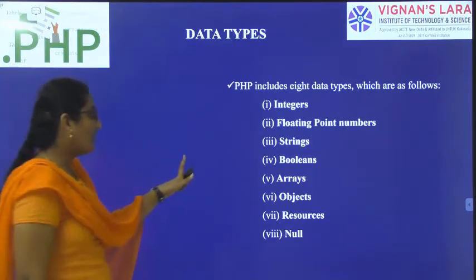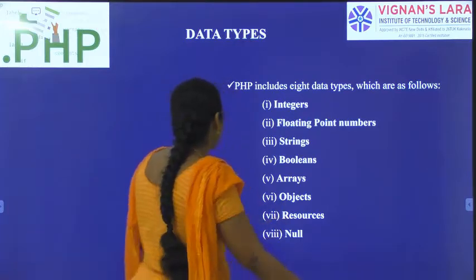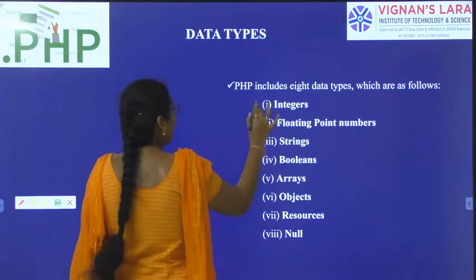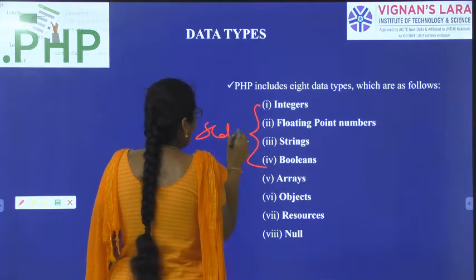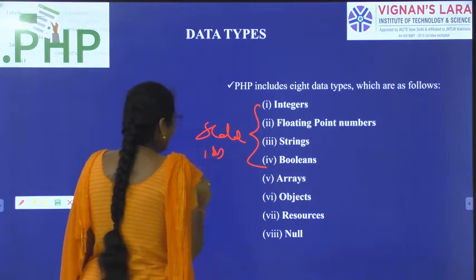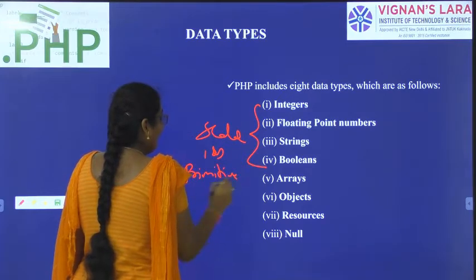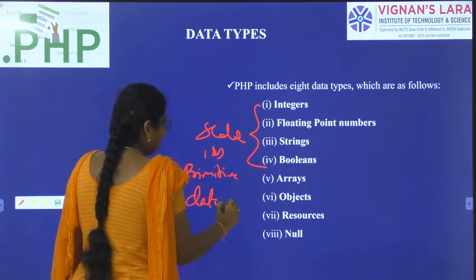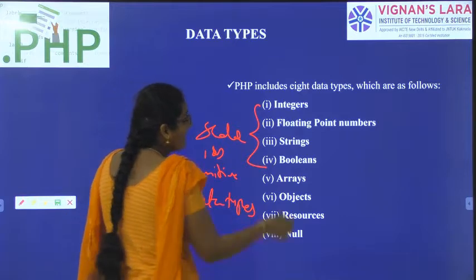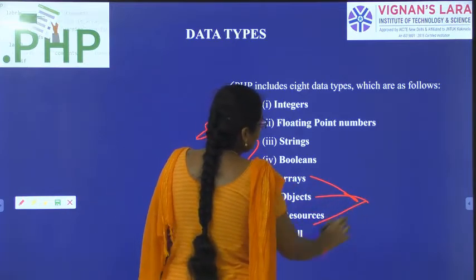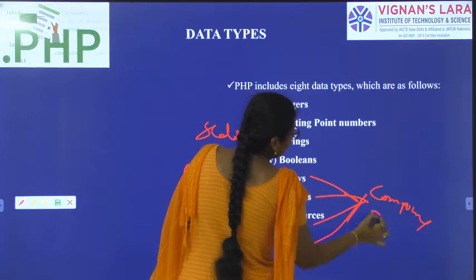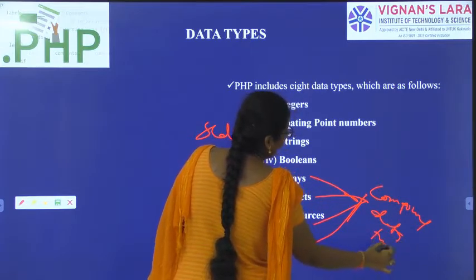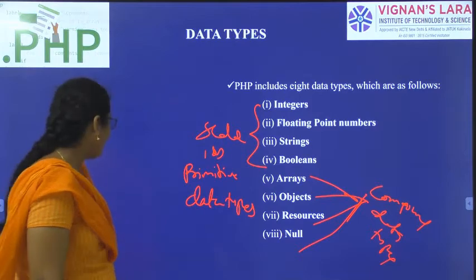So integers, floating point numbers, strings and booleans will come under scalar or primitive data types. Whereas arrays, objects, resources and null will come under compound data types. So this is about data types.